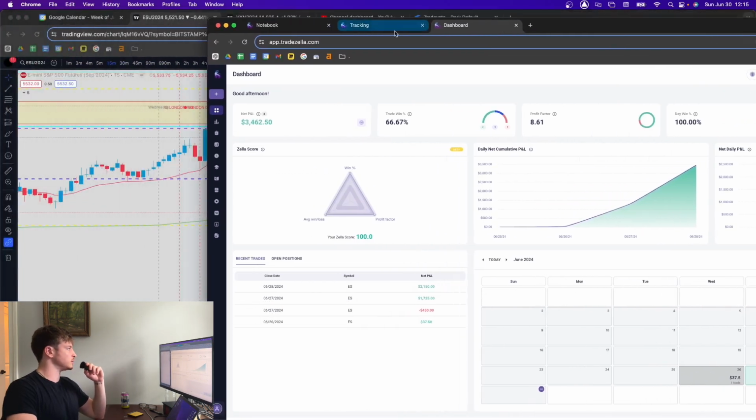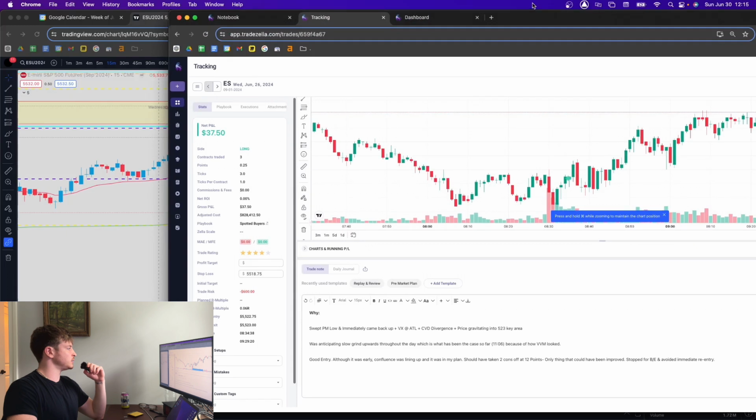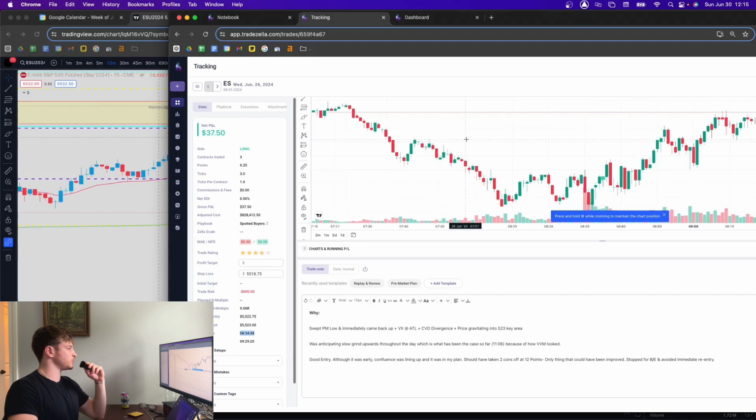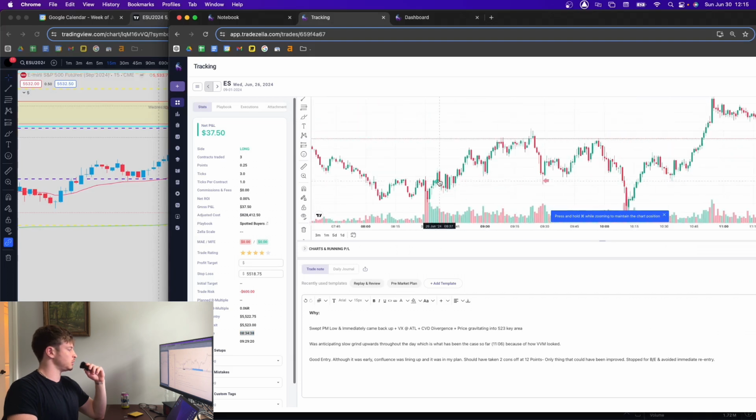Now we're gonna start with Wednesday. Our only entry on Wednesday was a long position 4 minutes after the open, and we had 3 contracts and we stopped out for break even. So let's see what we saw here.